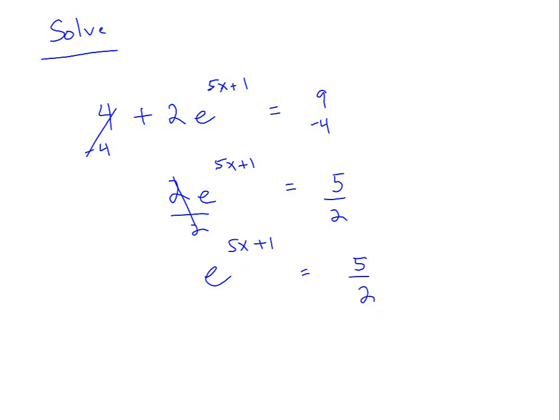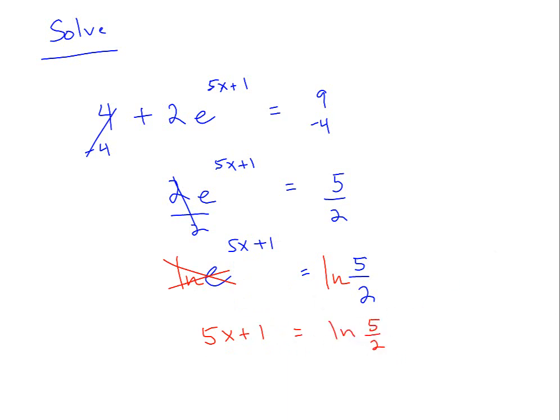Once e is by itself, we don't want x to be in the exponent location. So what you're going to do is natural log both sides. When you do that, natural log and e are inverses of each other, they undo each other, so these typically just cancel out, and then you're just going to end up with 5x plus 1 is equal to the natural log of 5 over 2.